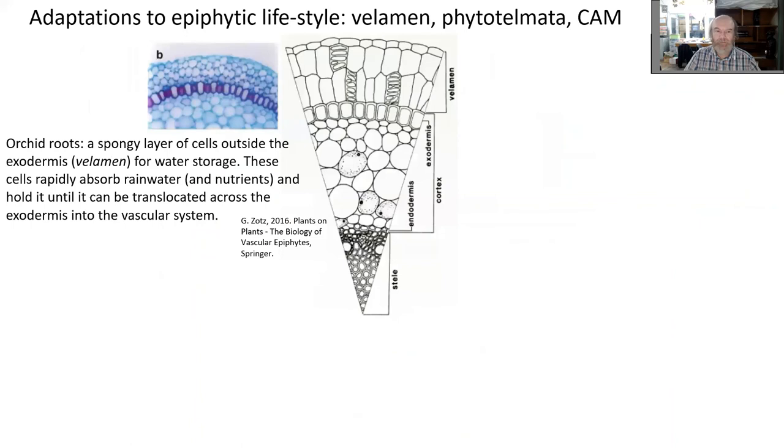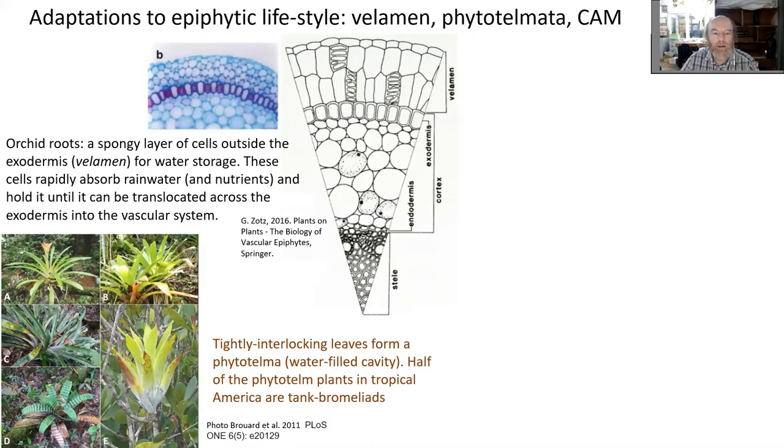Now, for the morphological adaptations, the epiphytic lifestyle has the absorption layer on the roots of orchids, so-called velamen. You can see it on the outer layer here, which is absorbing the humidity from the air. Another already mentioned adaptation for keeping water is the phytotelmata, again typical for bromeliads.